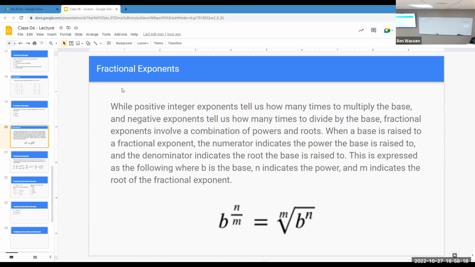All right. So the thing here, fractional exponents. Well, you're familiar with exponents, x squared, cool, the exponent's 2. Well, what if that exponent's a fraction?